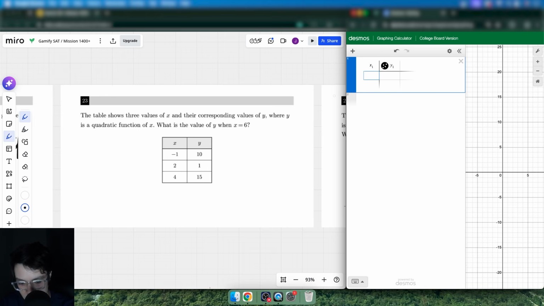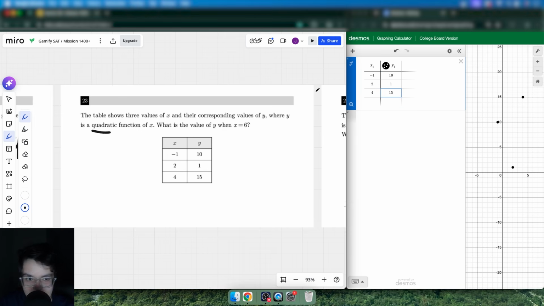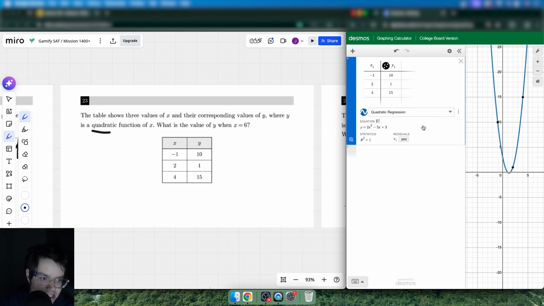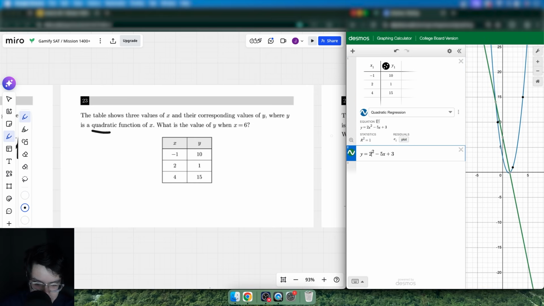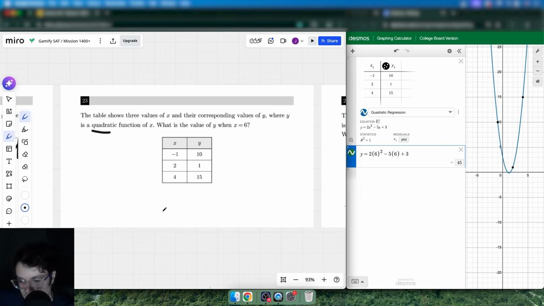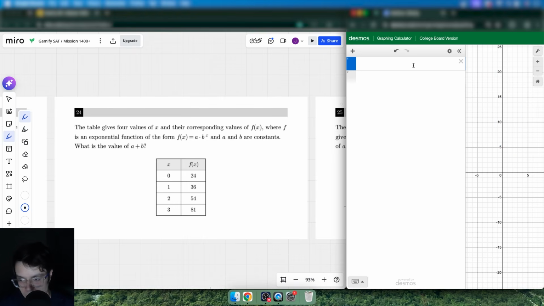Okay, we've got another table here. Let me put that stuff in. It says this is a quadratic, so I click here and do quadratic this time. And it says, what is the value of y when x equals 6? So for this equation, let me just put a 6 in. I get 45. 45 is the answer. Just the exact same thing. Again, pause the video, try it out.